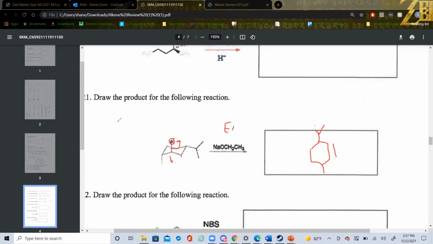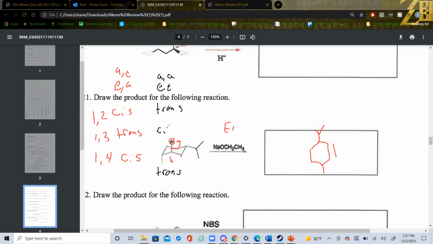Now, hopefully you guys remember your chart for chair diagrams. If not, you only have three possibilities: 1,2, 1,3, 1,4. If it is equatorial, axial, or axial, equatorial, this right here would be cis, this would be trans, and this would be cis. If you have equatorial, equatorial or axial, axial, you would have trans for 1,2, and trans for 1,4, and cis for 1,3.